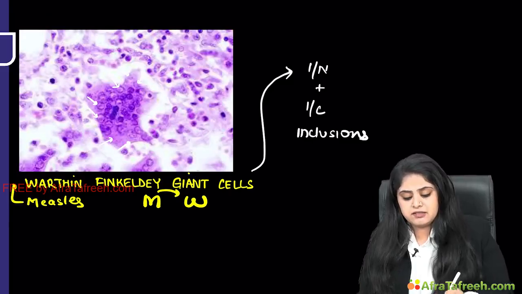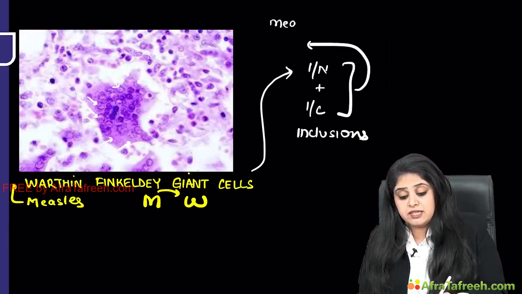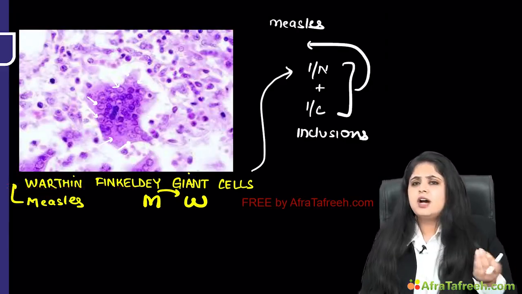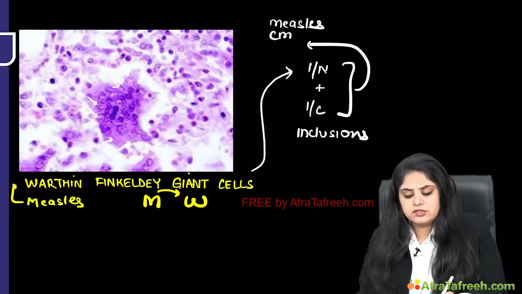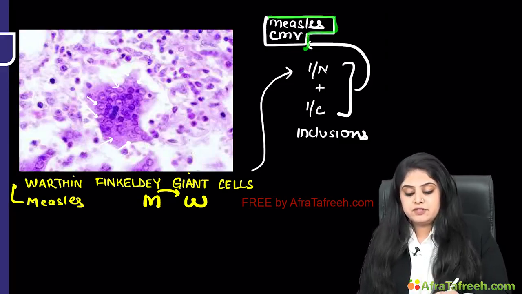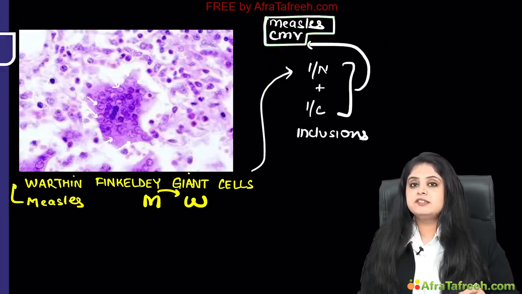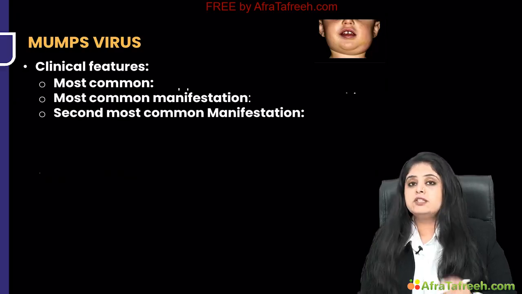Any other virus that shows you intranuclear and intracytoplasmic inclusions other than measles, we have studied just half an hour, 40 minutes ago in this lecture series, and that is cytomegalovirus. Measles and CMV show both IN and IC inclusions. Okay, so measles is done. I think we can go on to the next one, the cute little kid.